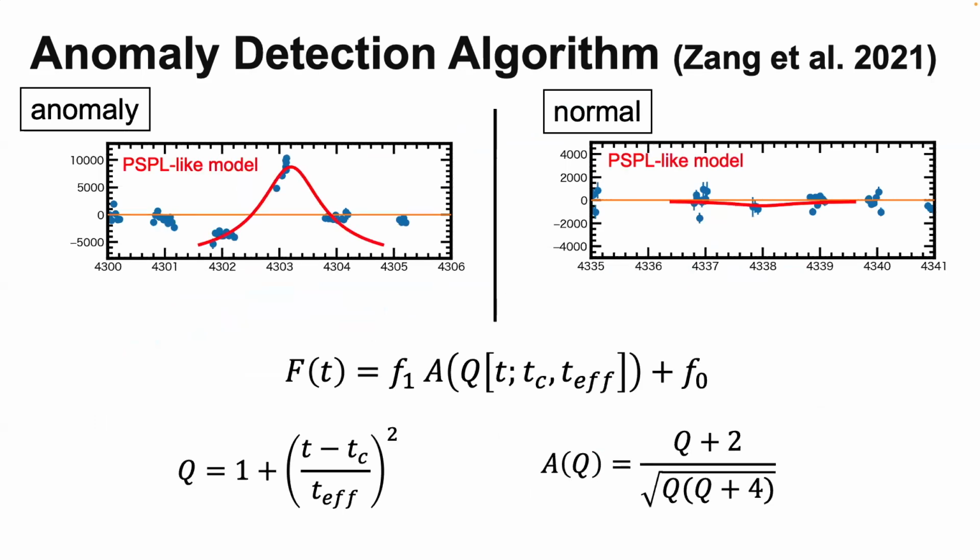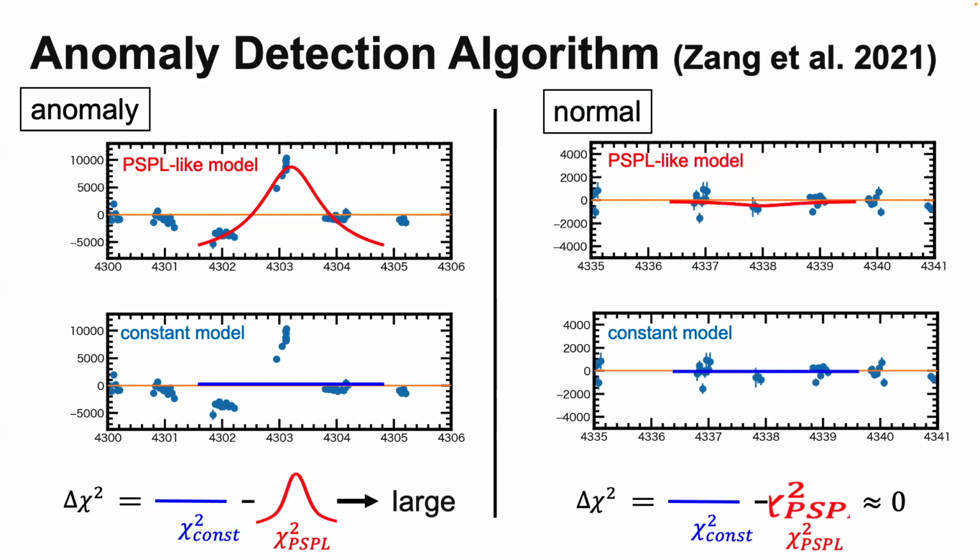Next, we fit these residuals using the PSPL-like model. The PSPL-like model is almost the same as the PSPL model. However, while the PSPL model has three parameters, T0, TE, and U0, this model can be described by only two parameters: the center of magnification, TC, and the effective timescale, TE. In addition, we also perform the fitting using the constant model, and we calculate the chi-square of these two models.